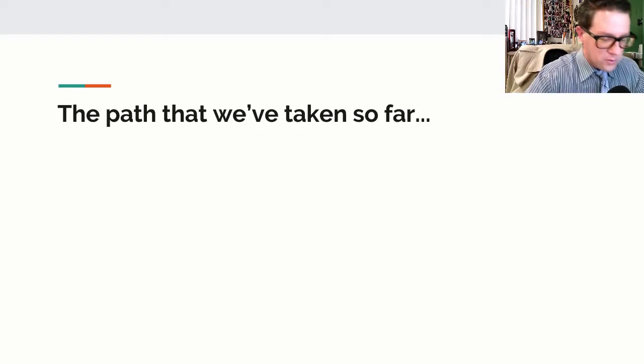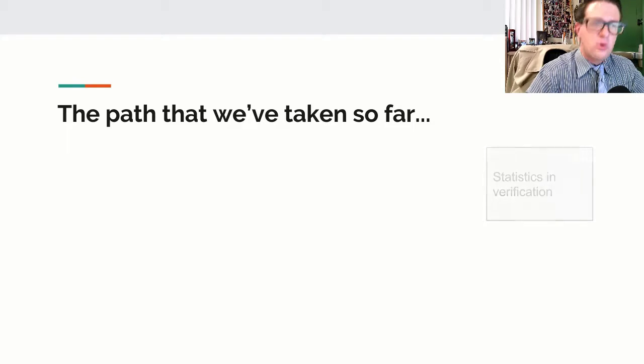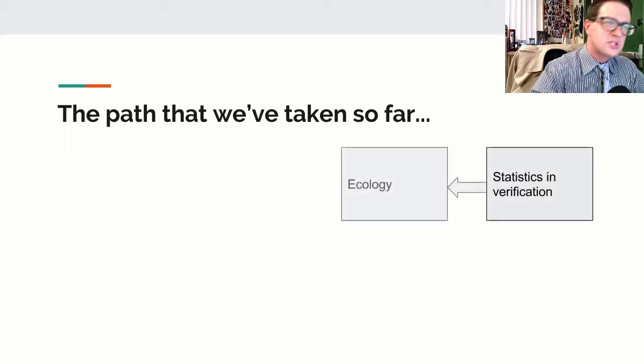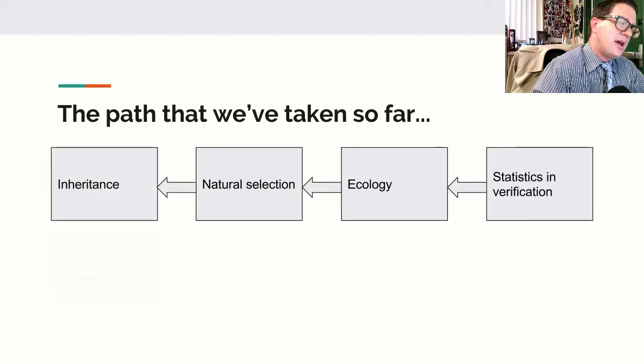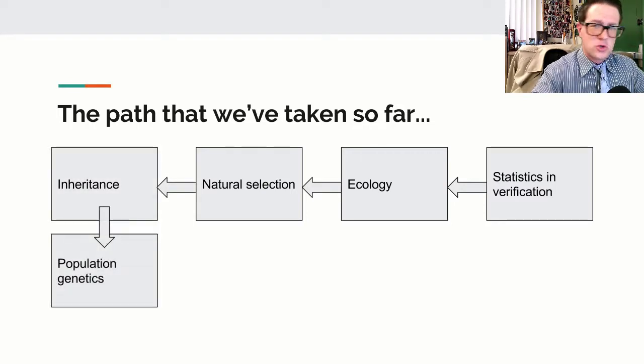So if we look at where we've been so far, I've told this story before. We started off dealing with statistics, which then led to us talking about what we could see, which is ecology. From there, we deal with natural selection. Natural selection begs the question of how does inheritance work? So we had to deal with inheritance. Inheritance then can be merged with natural selection. We get what we call population genetics or the modern synthesis.